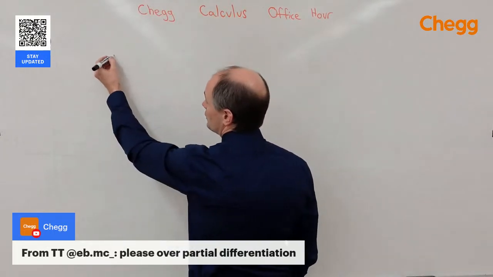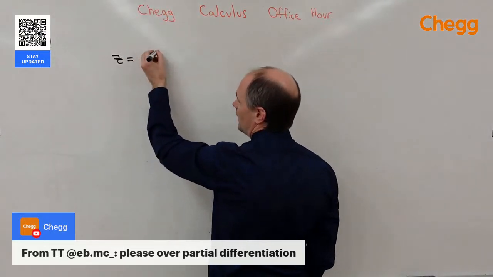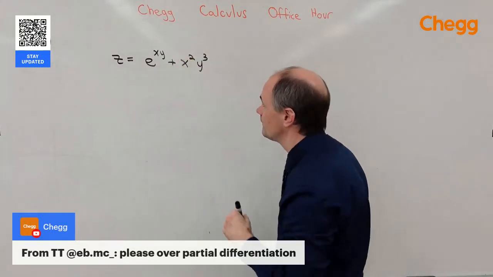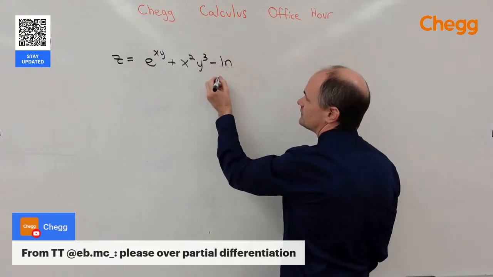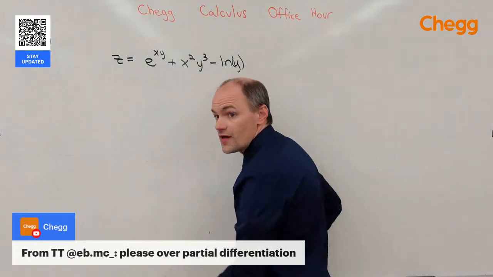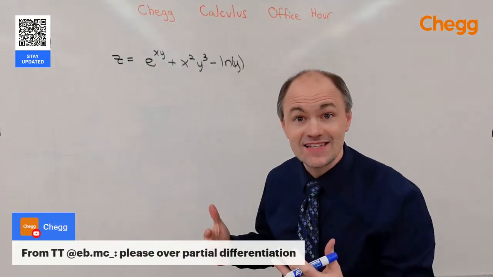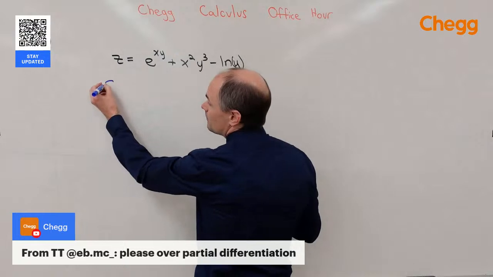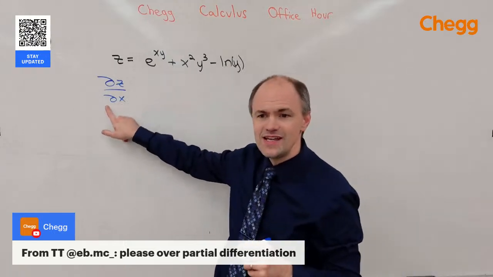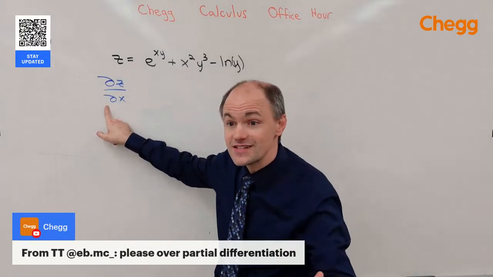So let's say I've got an equation that z is equal to e to the xy plus x squared y cubed minus the natural log of y. So the idea of a partial derivative is we're going to treat the other variable like it's a constant. So if I want to take the partial derivative of z with respect to x, that funky looking d tells us we're doing a partial derivative, not a traditional derivative. So we're not going to confuse it with like implicit differentiation.